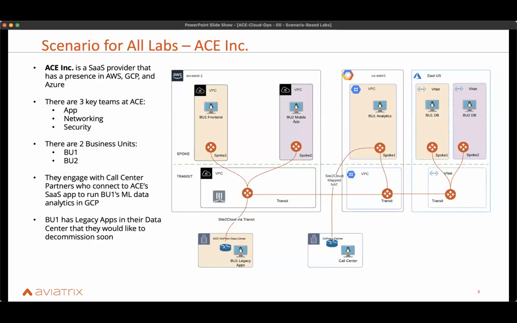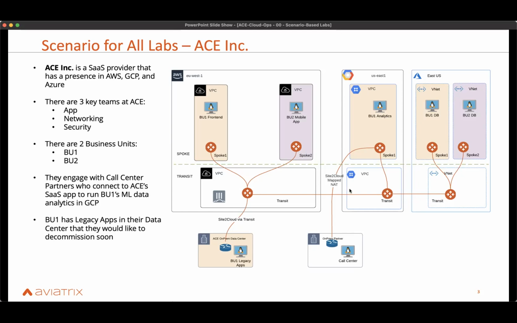So this is the scenario for all the labs. We have a corporation called ACE Corporation. It's a SaaS provider that has a presence in AWS, Azure, and GCP. They have three key teams: the app team, the networking team, as well as the security team, along with two business units, BU1 and BU2. BU1 is highlighted with the yellowish color, whereas BU2 is highlighted with the purplish color.